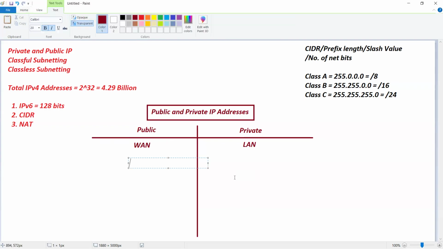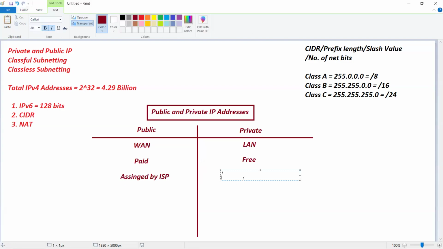Then your public IP addresses, you have to pay for them. Whenever we are taking an internet connection, recharging our mobile phone for data, we are also paying for the IP address. ISP will provide us an IP address. And private IP addresses are free of cost. Then after, public addresses are assigned by your service provider, or you can say your ISP, that means your internet service provider.